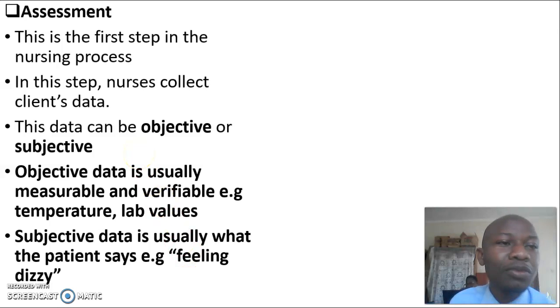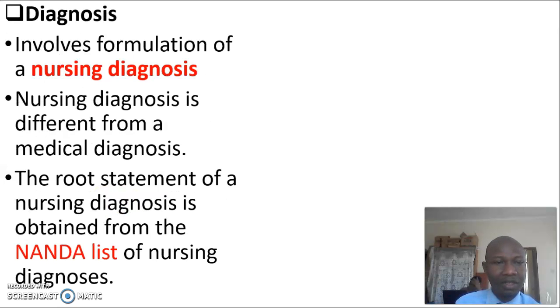So let us go to the first step, which is assessment. It is the first step in the nursing process, and in this step, what the nurse does is to collect clients' data. This data can be objective or it can be subjective. Objective data is usually measurable and verifiable, e.g., temperature, and many lab values such as electrolytes, such as hemoglobin, and then subjective data is usually what the patient says, e.g., when the patient says, I feel dizzy, I'm not feeling well, okay, all that is subjective because it is what the patient says it is and we cannot verify it, we cannot measure that kind of data.